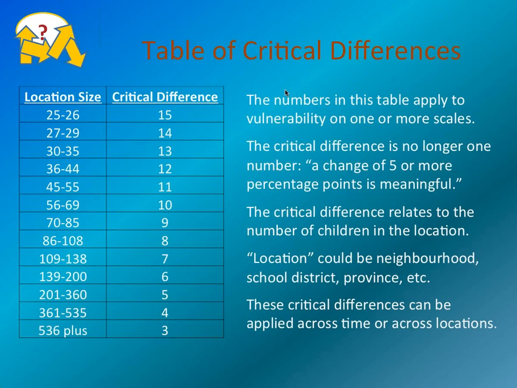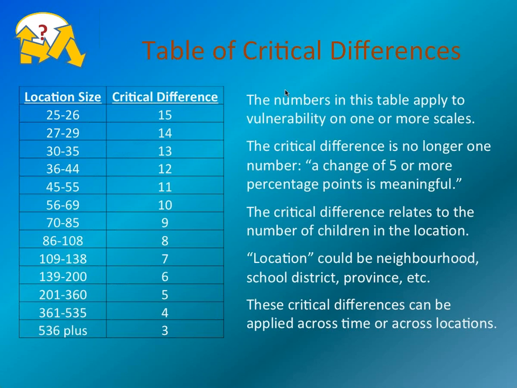And the average neighborhood size in BC is a little under 100 children, I believe. So we're talking more like around 7, 8, 9% of a change before, in most places, you would start to talk about something that we think is real as opposed to some random fluctuation around how the EDI is measured. Again, we can apply this to neighborhood or school district or province, whatever we want to. The numbers stay the same.